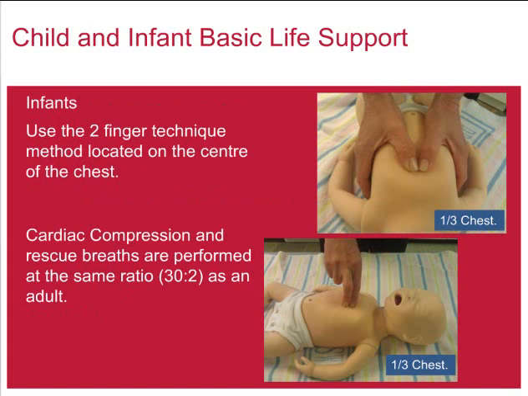The method of delivering compressions to an infant differs from that of a child. For an infant, you should locate the center of the chest and use 2 fingers to deliver the compressions. Cardiac compressions and rescue breaths are performed at the same ratio as that of an adult, that is, 30 compressions to 2 breaths.